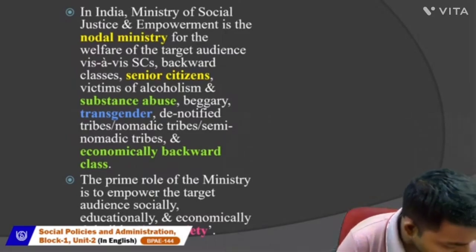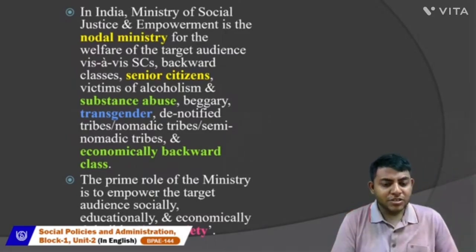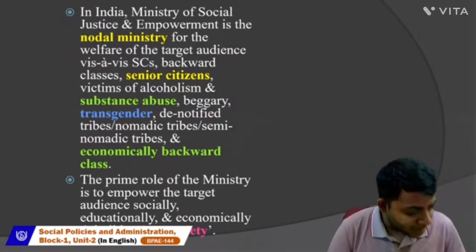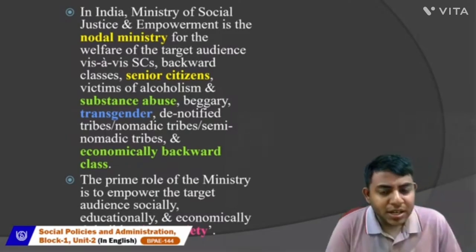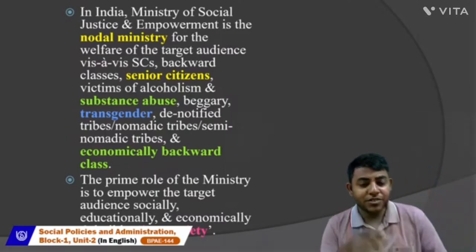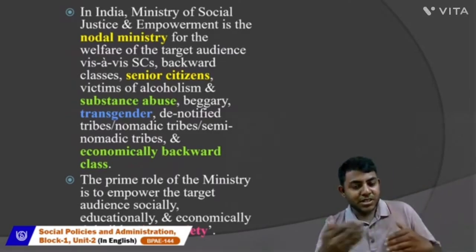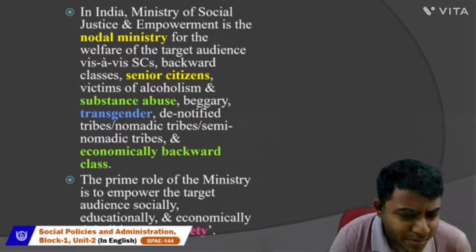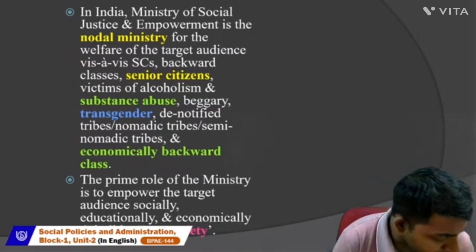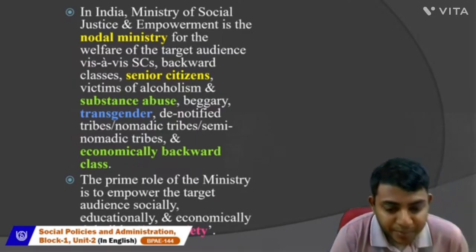So the prime role of the Ministry of Social Justice and Empowerment is to empower the target audience, that is the scheduled caste, the backward classes, the senior citizens, the victims of alcoholism, the victims of substance abuse, the victims of beggary, the transgender community, the denotified tribes, nomadic tribes, the semi-nomadic tribes, as well as the economically backward classes. So the prime role of this ministry is to empower this target audience socially, educationally, and economically in order to build a just society.